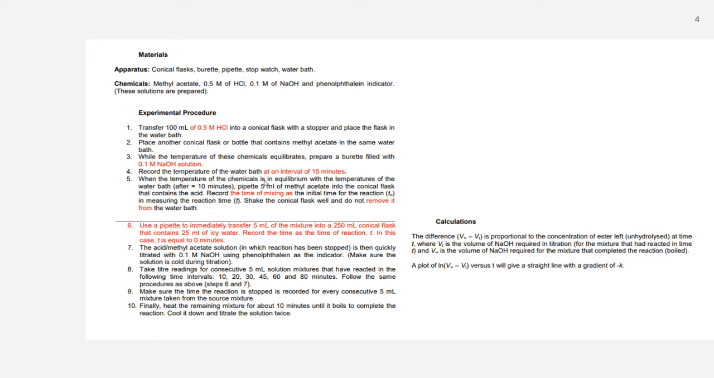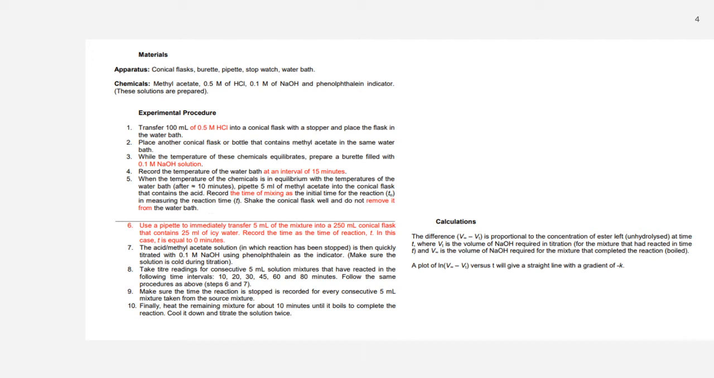Once you feel that the chemicals have reached equilibrium, and usually you check that by checking the temperature, you now pipette 5 ml of methyl acetate into the HCl. Once you do that, that means you have started the reaction. I also talk about the timing, so you can look at that video. Once you have added the methyl acetate into the acid, the reaction has already started.